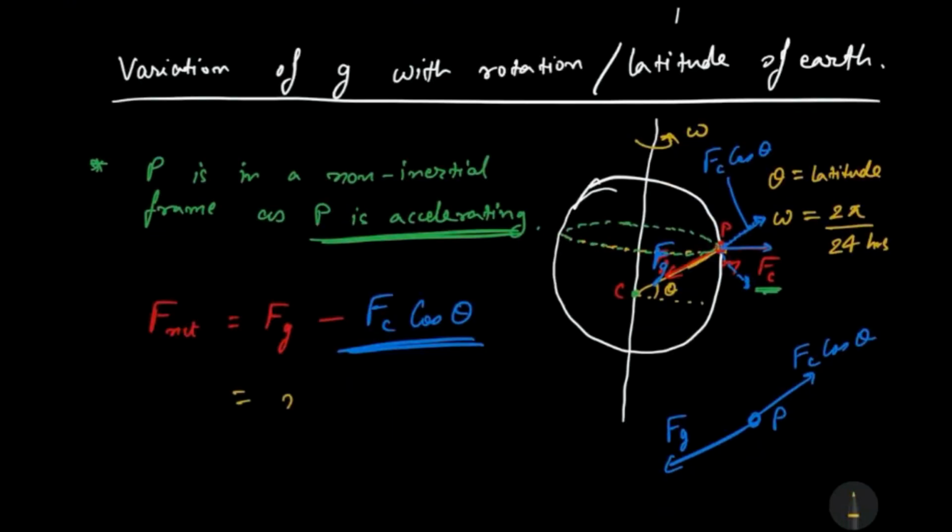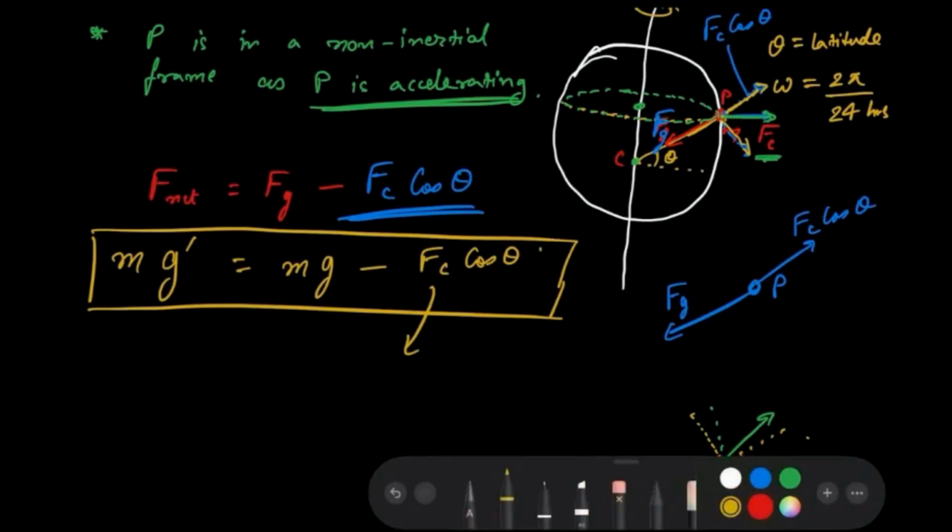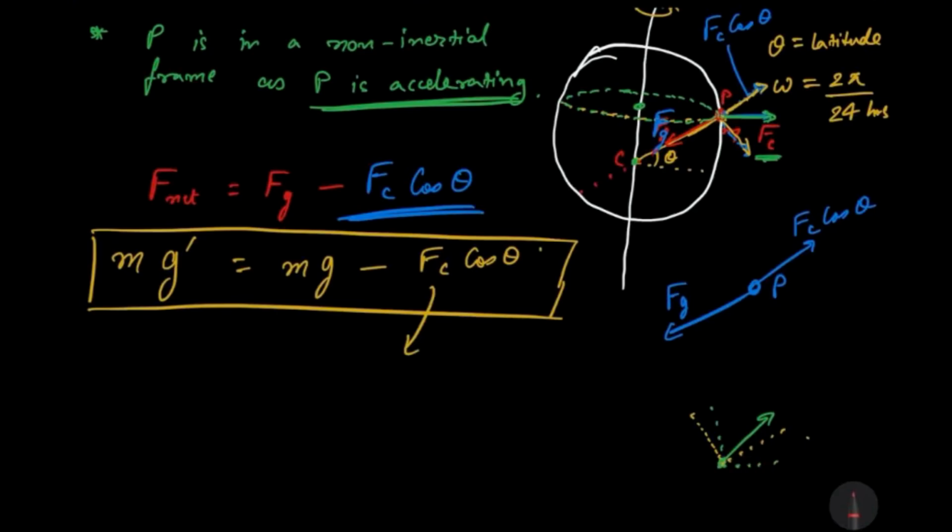The pull towards the earth, it's simply m into GM upon capital R square, which I can write as mg, minus Fc cos theta. This is your mg because of rotation. So mg dash is equal to that. You write the magnitude of Fc. To calculate the magnitude of Fc, which circle would you have to consider? The green dotted circle, or let's say this red circle, the circle with this diameter? The green one. Yes. So let's do that.